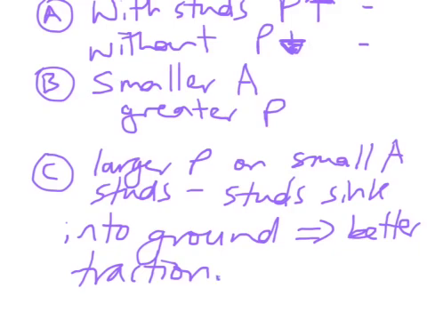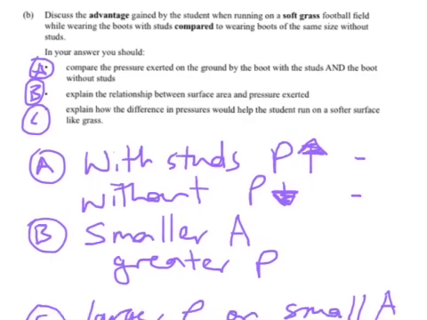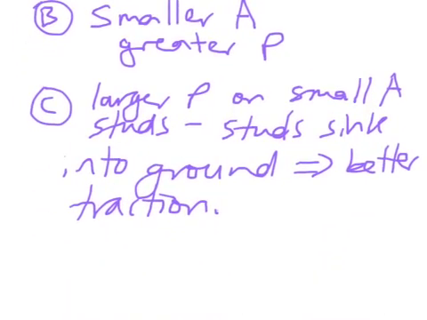Okay, so just making a note on how they've structured the question. They've led you through to give a full answer about discussing the advantage gained by the student when running on soft grass while wearing boots with studs compared to not. So you'd say the whole answer in one go. You'd say with studs the pressure is greater, because a smaller area leads to greater pressure. That larger pressure on the smaller area with the studs leads to the studs sinking into the ground, which means you get better traction compared to when you've got no studs.